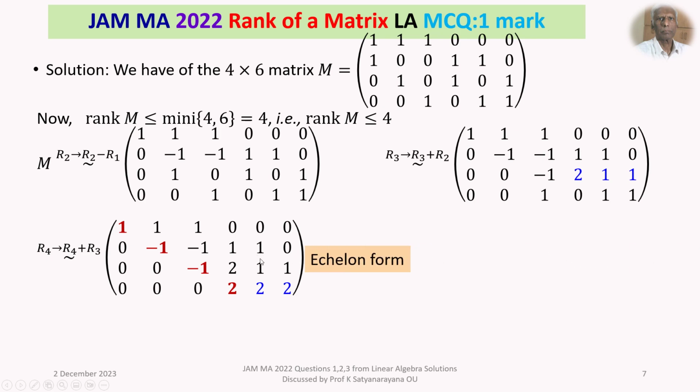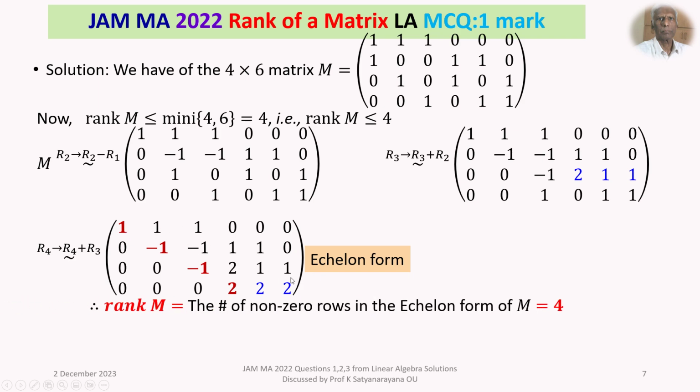And the rank of this matrix M is given by the number of non-zero rows that are present in the echelon form of the matrix. The number of non-zero rows that are present in the echelon form are 4. First row, second row, third row, fourth row, 4. Therefore, the rank of M is 4.